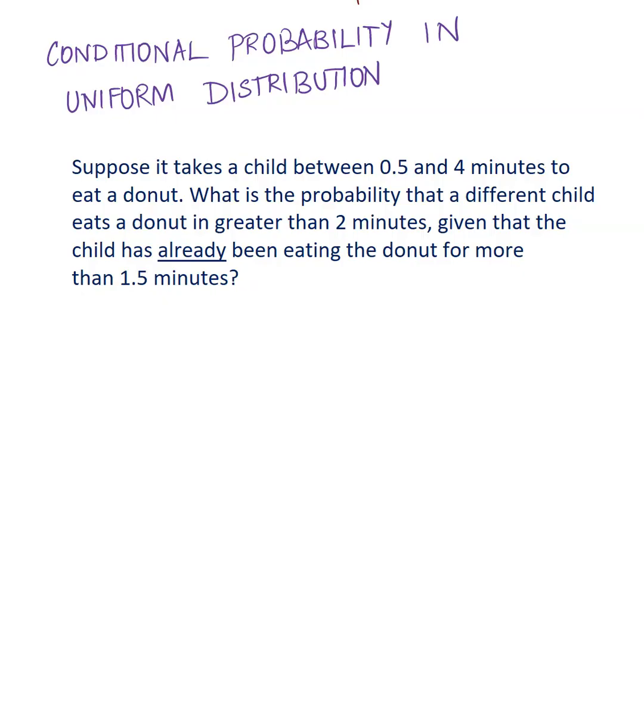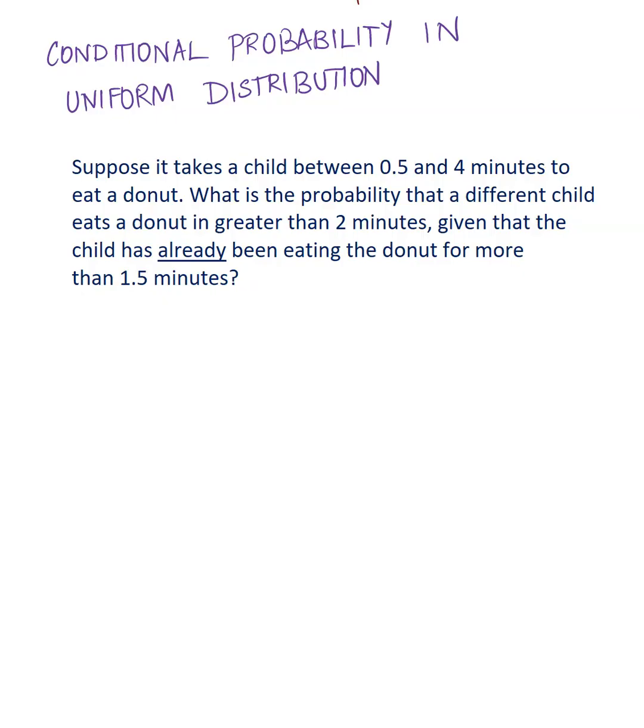Now, in uniform distribution, we have a condition where there will be a conditional probability. In such situations, how do we handle it? If you recall, conditional probability means that something already happened, and based on that condition, you will find the new probability. So the familiar terminology we used was given that something had already occurred, right? So if that was the case, how do we set up our problem? So I'm going to use this example to illustrate it.